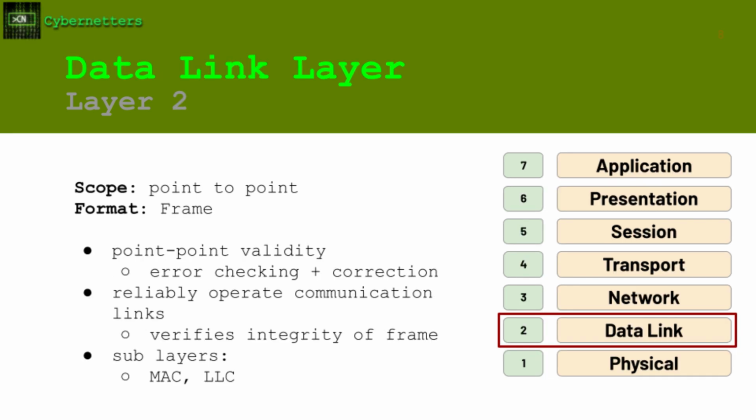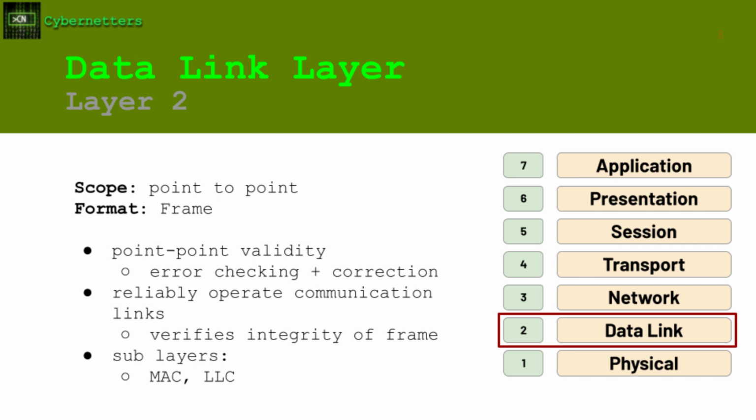Think of the data link layer like a traffic controller for point-to-point communication. Its job is basically to make sure that data flows smoothly between two directly connected devices. For example, your device connecting to the router. So its scope is basically the two devices, and its job is to manage the link between those two devices.